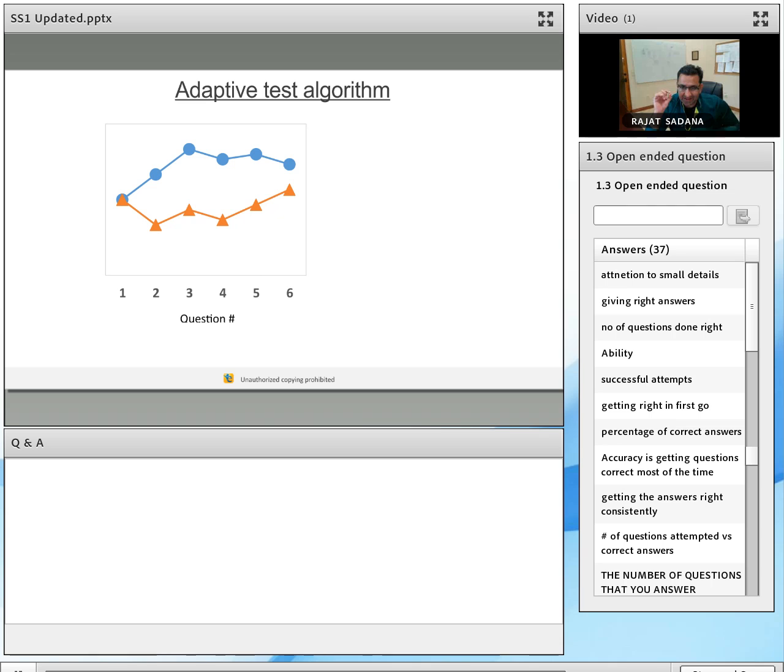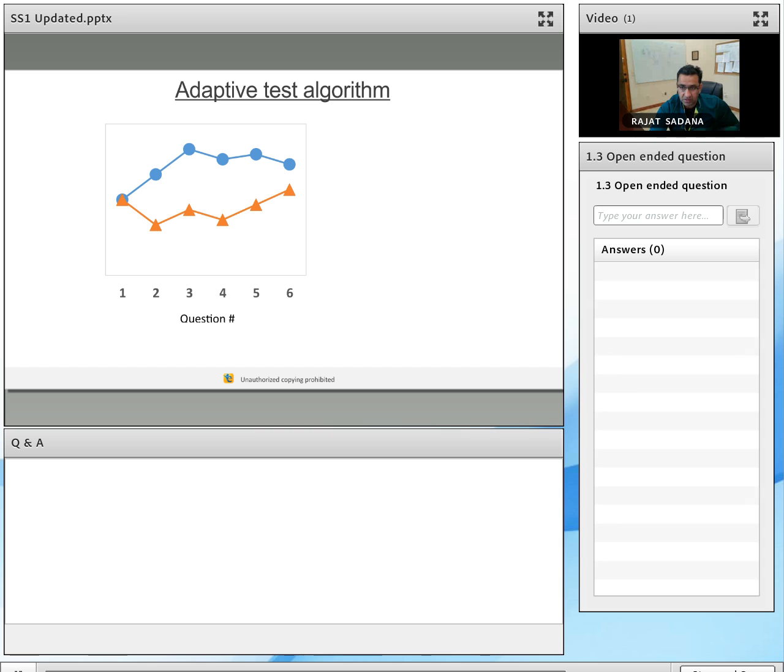So let's understand accuracy versus ability here. We're going to simulate an adaptive test algorithm, and the GMAT works similarly to this, not exactly like this, but in a very similar fashion. If you understand this principle, you'll have a much easier time understanding how the GMAT works. On the x-axis, you see question numbers on the test, 1 to 6, and on the y-axis, you see the difficulty level. The higher I go on the y-axis, the more difficult a question becomes.